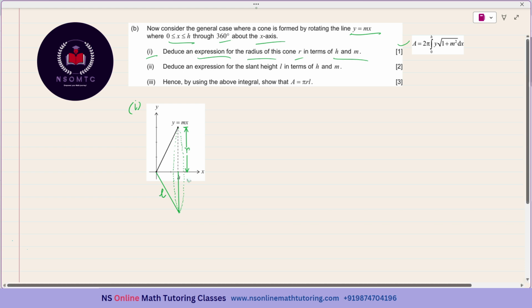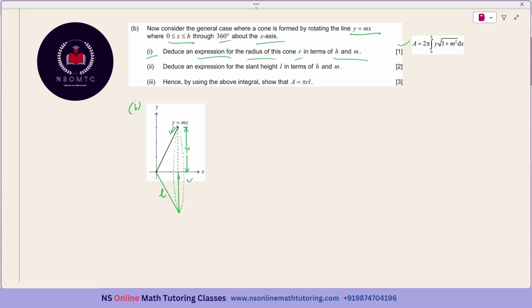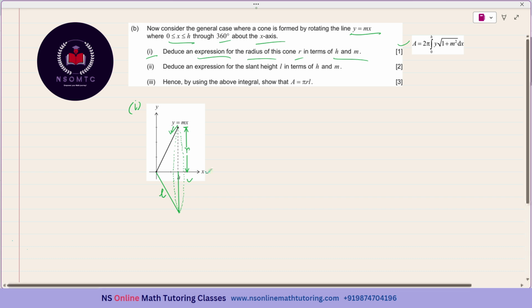So you see, I have drawn this cone which will be formed when we rotate this y equals mx line through an angle of 360 degrees about this x-axis. This line is the radius of the cone, this is the slant height, and this is the height of the cone. You see this is h, so this is the height of the cone. And we have to get r, the radius of the cone, in terms of h and m.